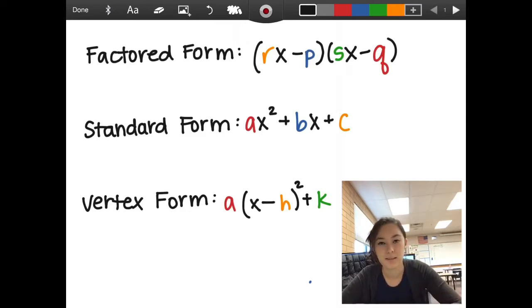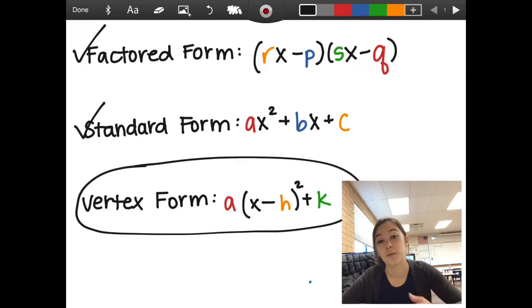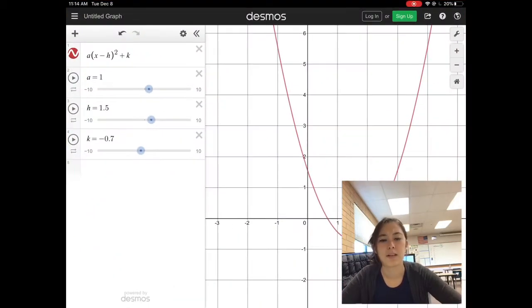Thinking back to last term, or not last term, 2020, in the last part of this unit, we've already talked about factored form, and we've already talked about standard form as well. And so we've talked about how to graph those two ways. Today we're going to be talking about graphing in vertex form, which, surprise, surprise, has to do with the vertex. So this is a really nice form because it really tells us a lot about the shape of the graph.